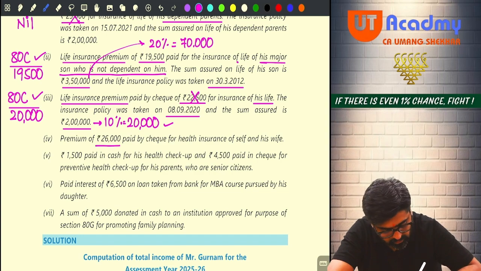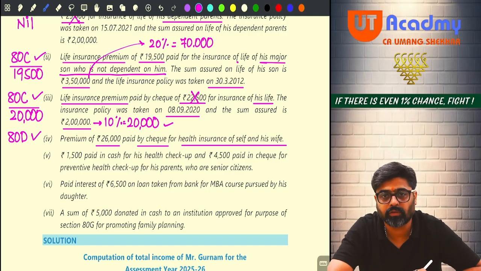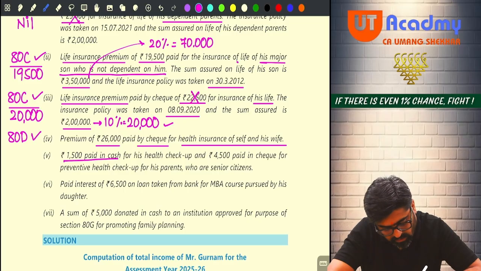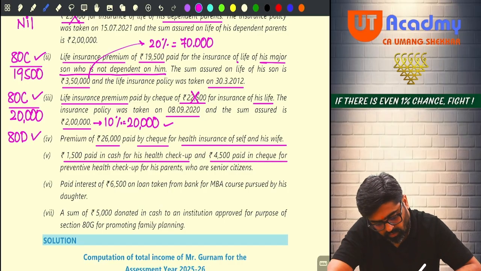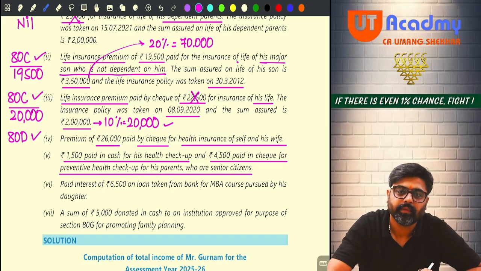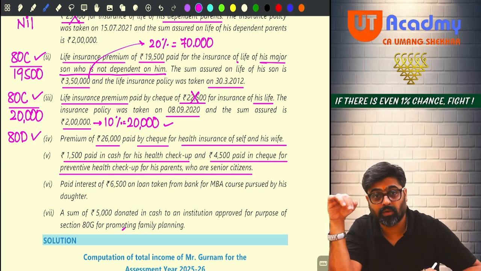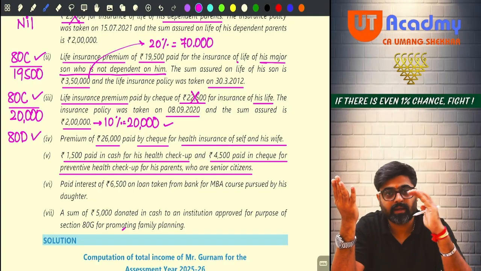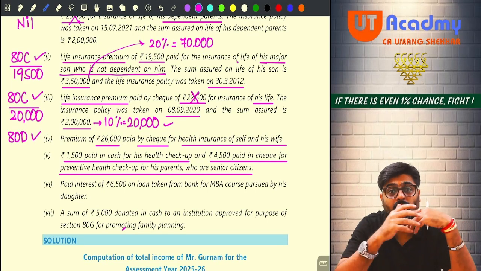Now, premium of 26,000 paid by cheque for health insurance of self and wife. So this will be allowed under 80D. Okay, wait, one more thing is there. 1,500 paid in cash for his health checkup and 4,500 paid by cheque for preventive health checkup of his parents who are senior citizens. Your preventive health checkup will qualify in your limit. Subject to your limit, this will be allowed. But your parents will be allowed separately, subject to the separate limit of your parents. Yes or no? Parents are senior citizens. So how much limit will be available?